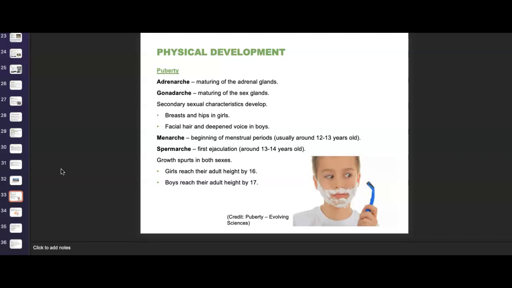This is when your secondary sexual characteristics begin to develop: breasts and hips in girls, and facial hair and deepened voices in boys. And menarche is beginning of the menstrual periods. This is usually around 12 to 13 years old for females. And spermarche is their first ejaculation for boys, which is around 13 to 14 years old. But both sexes have growth spurts. Girls reach their adult height by 16, and boys reach their adult height by 17.